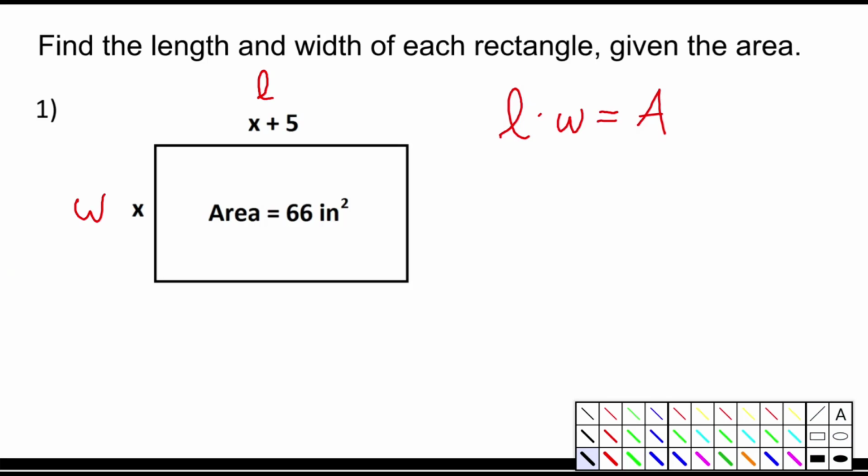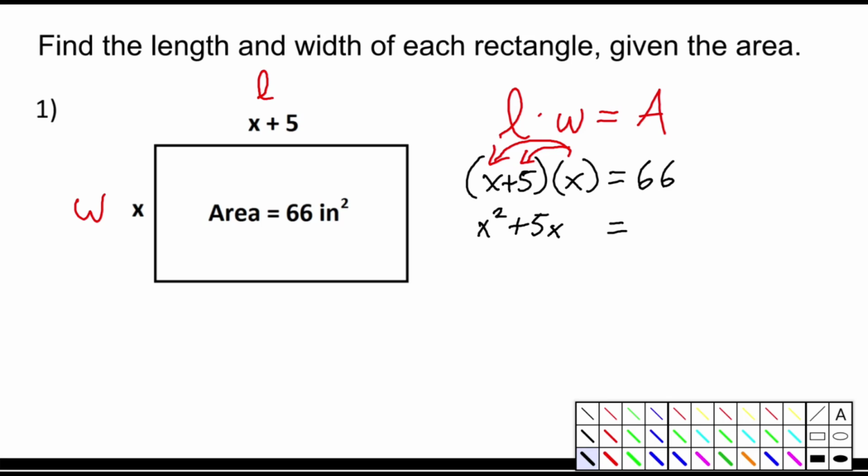So my length would be x plus 5. My width would be just x. And the area that we were trying to get for an answer is going to be 66. Perfect. All right, so now we have a math problem and we have something that we can solve. I don't know how to solve this, but I do know I can distribute on the left side of my equation here. So I can multiply x times x, and x times 5. That would give me x squared plus 5x is equal to 66.